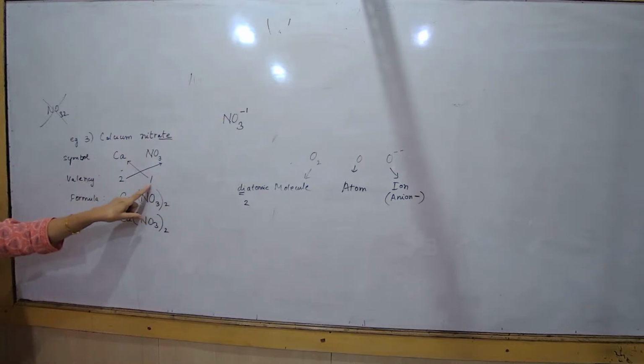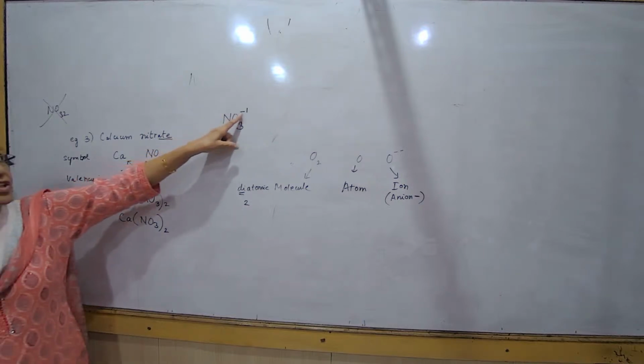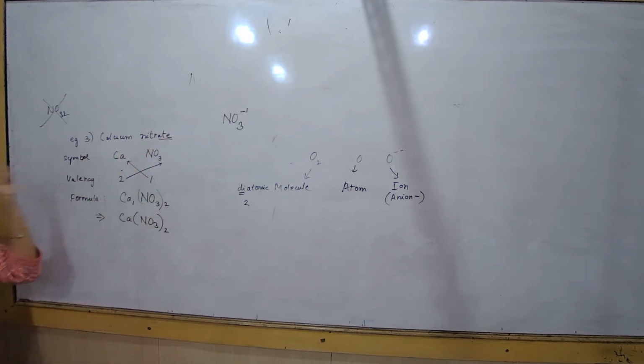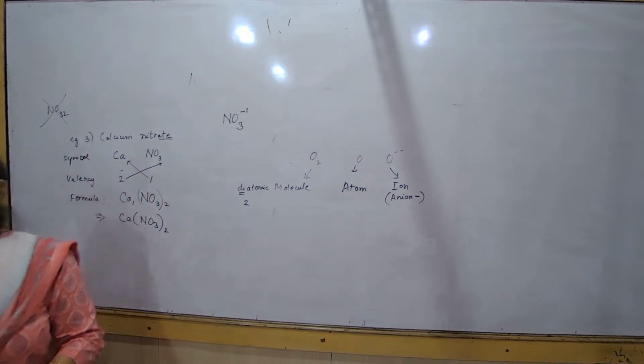This valency is 1. That plus or minus that they show on the top is the valency. And what does it indicate? It is negatively charged. So obviously this is negative, this is positive. Calcium is a metal. Okay? Understood?